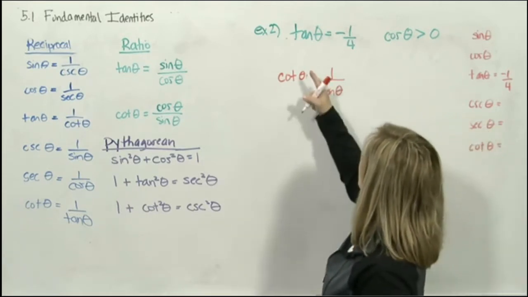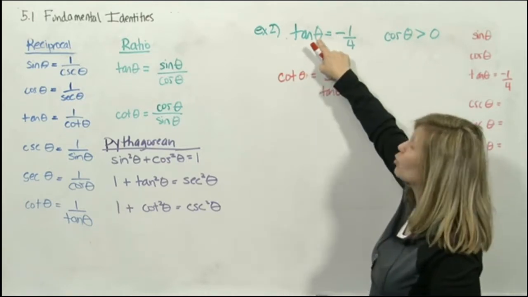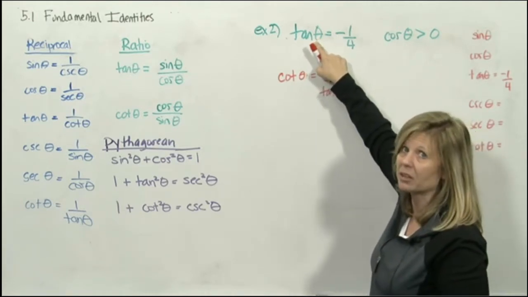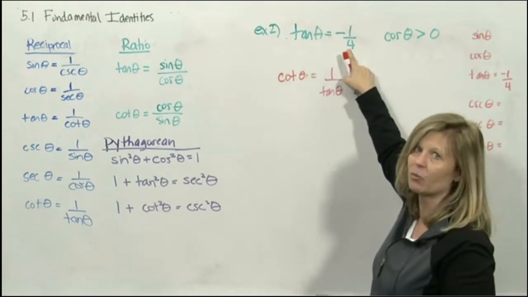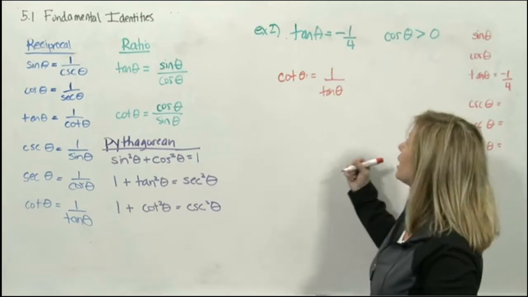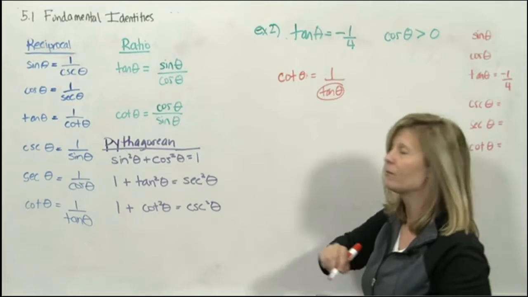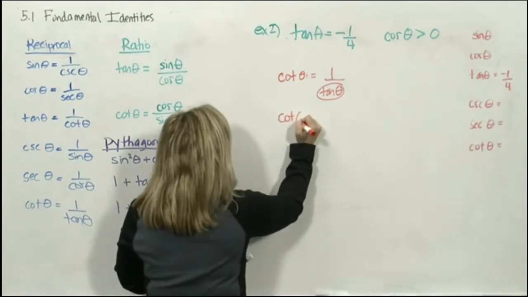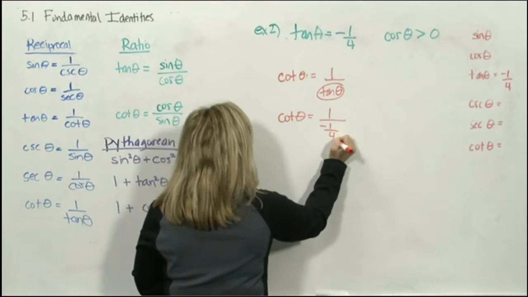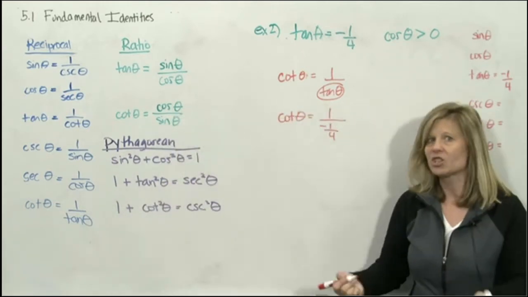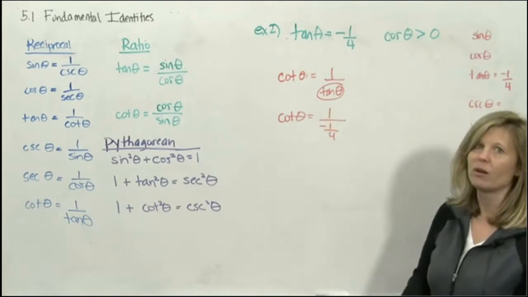All right, so if you look, I know the tangent theta value. Even though I don't know how many degrees angle theta is, I know when I do the tangent of that angle, I get out negative 1/4. So don't you agree we can do a substitution? We can replace tangent theta with negative 1/4. So we would write cotangent theta equals 1 over negative 1/4. Now it just becomes arithmetic, simplified. What is 1 divided by negative 1/4?